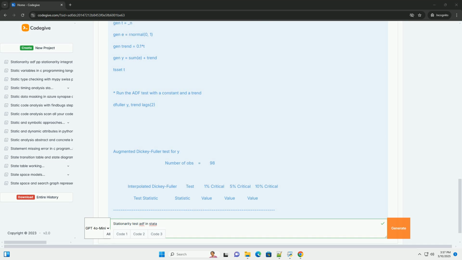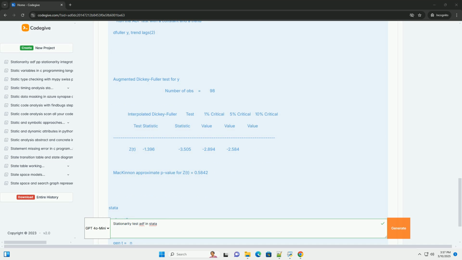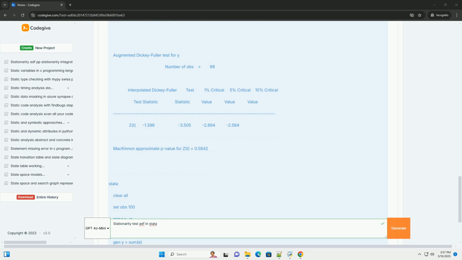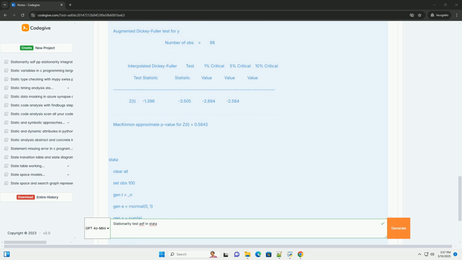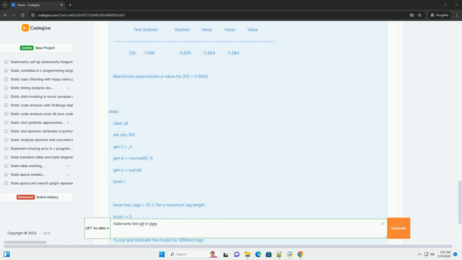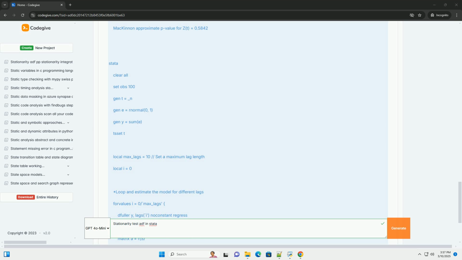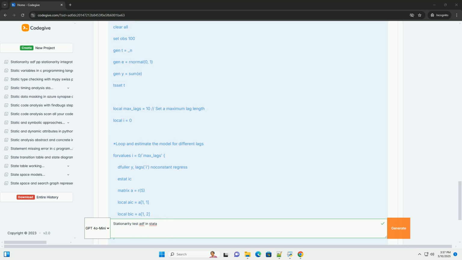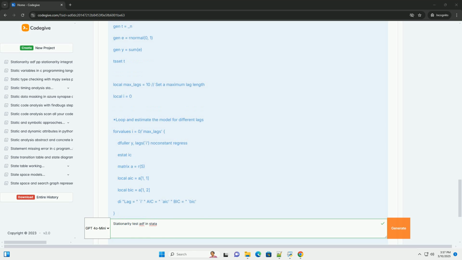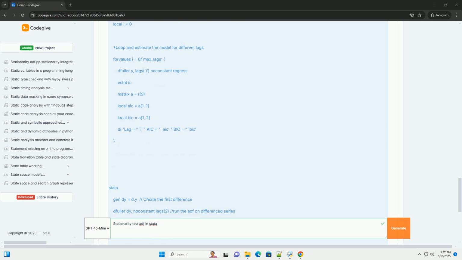Stationary time series. A time series is considered stationary if its statistical properties do not change over time. Specifically, this means constant mean. The average value of the series remains roughly the same, regardless of the time period. Constant variance. The spread or variability of the series around its mean remains consistent.